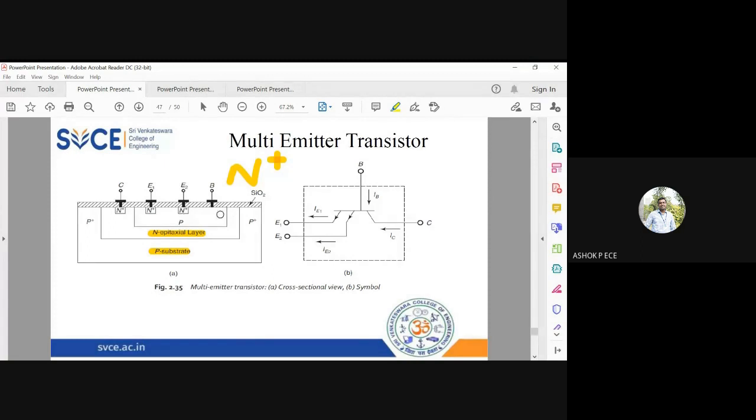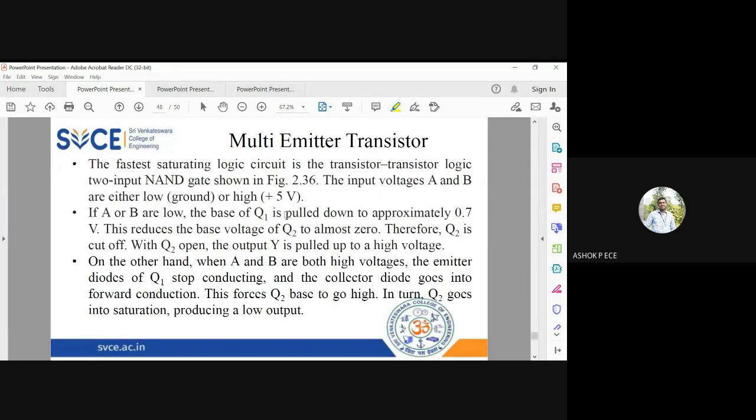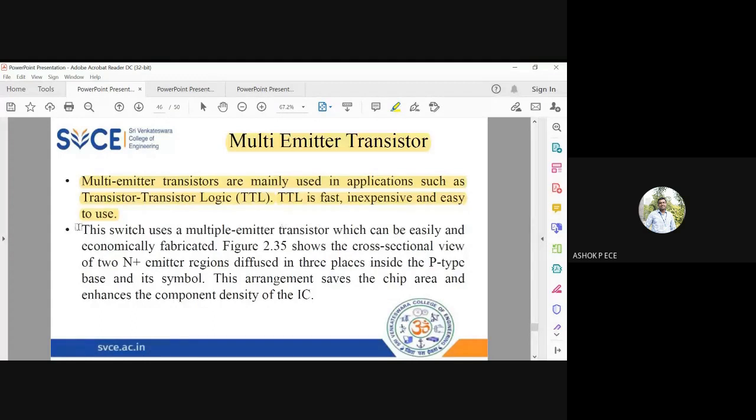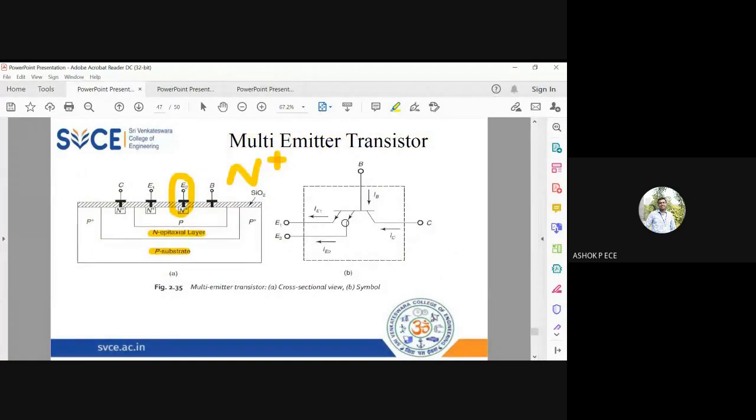So construction wise, it is already known technology, and the known diagram is there. I am going to add one extra terminal, E2, for my transistor. That is why they say this transistor is very easily fabricated. We have two N plus emitter regions diffused in the P type base, and the diagram and the symbol are everything the same as a conventional NPN transistor BJT. The only thing is, the emitter side will have two leads coming out. One is emitter 1 and one is emitter 2.